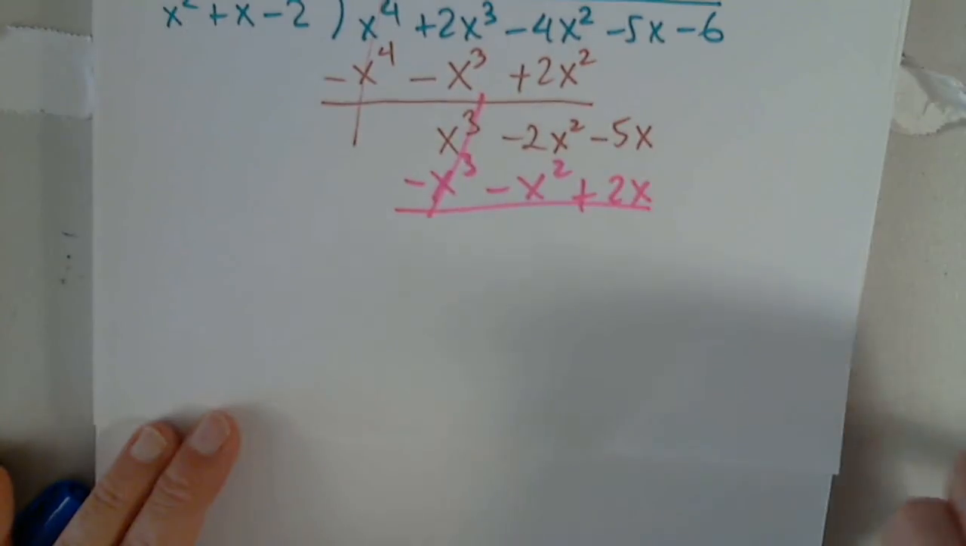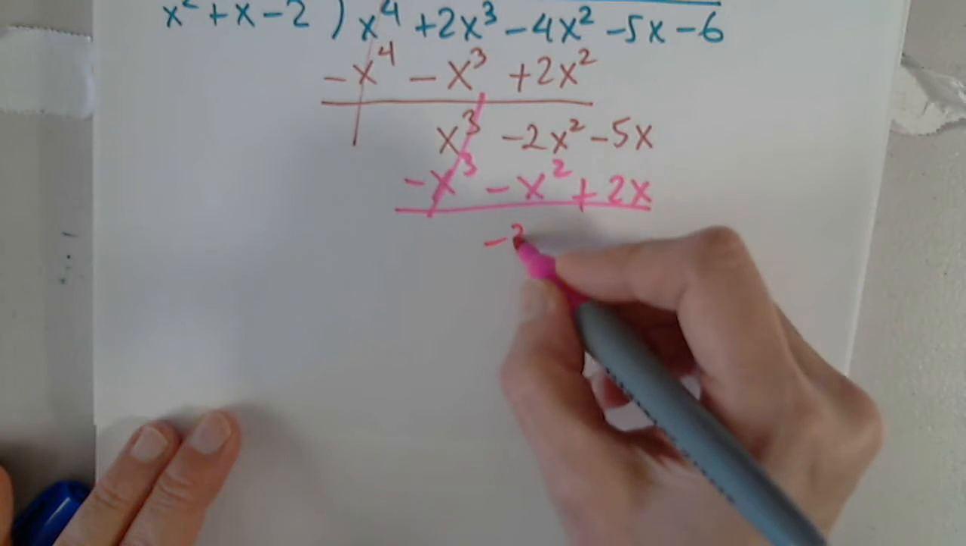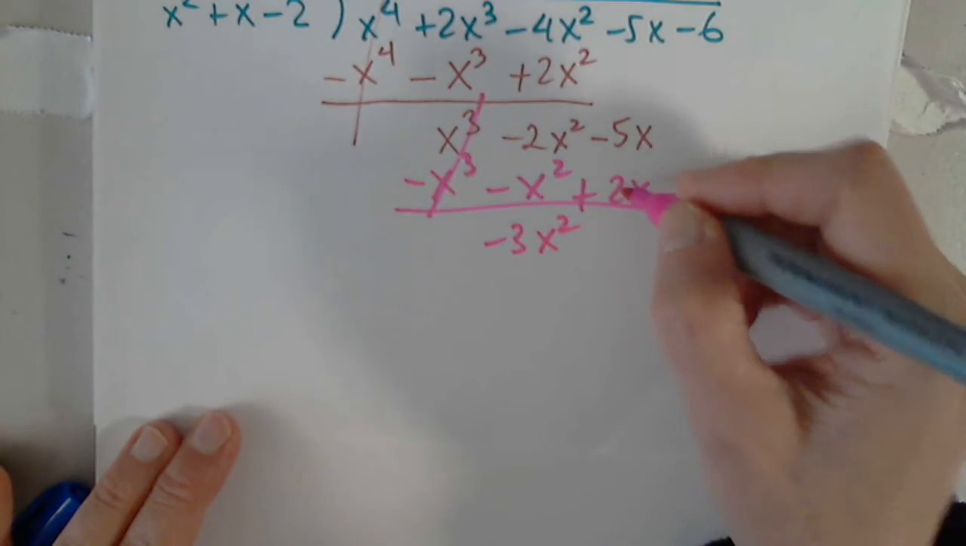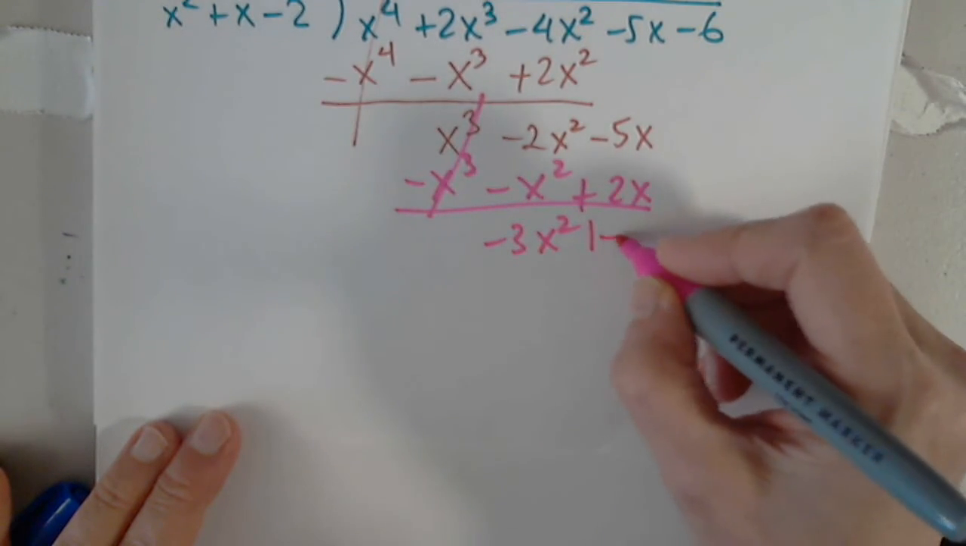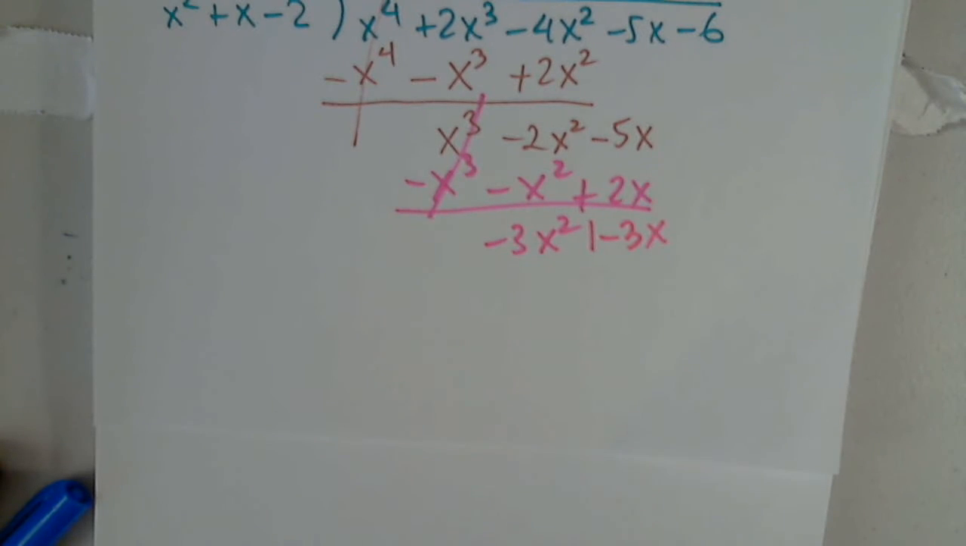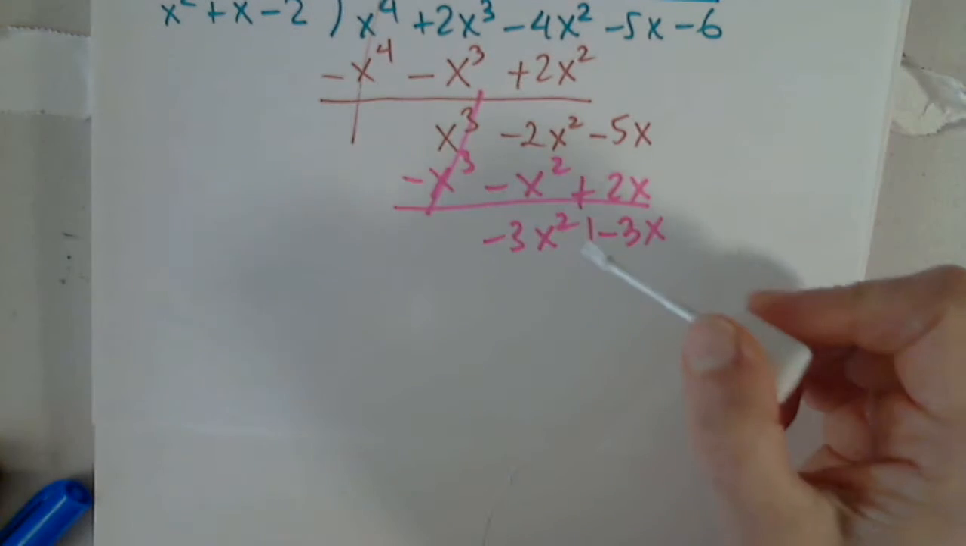These two go away. Negative 2 minus 1 is negative 3x squared. Negative 5 plus 2 is negative 3x. And now I bring down the next in line.